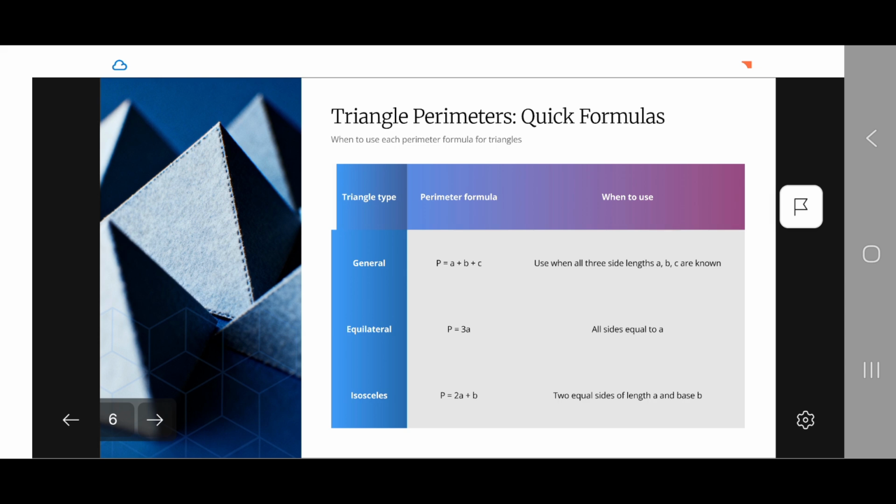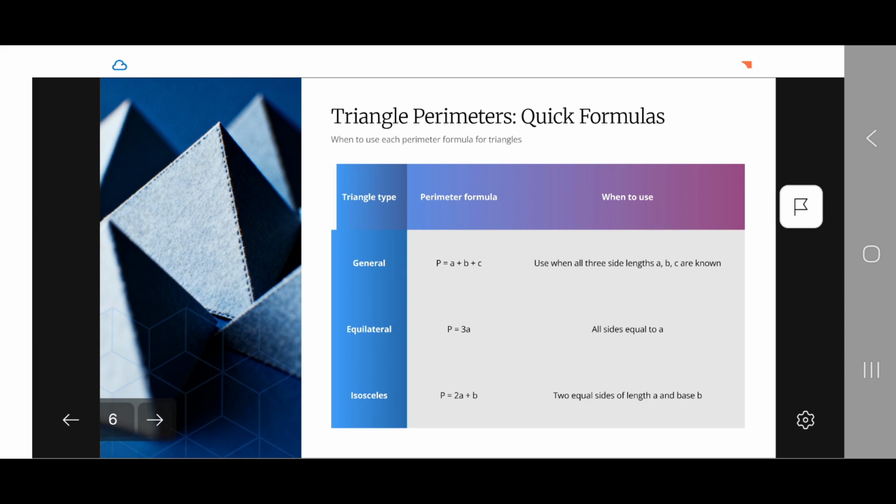So, for example, 3 times 1 is 3, 3 times 2 is 6, 3 times 3 is 9, 3 times 4 is 12, 3 times 5 is 15, 3 times 6 is 18, 3 times 7 is 21, so on and so forth. Then underneath, put perimeter equals 2A plus B. So P for perimeter equals 2A plus B.